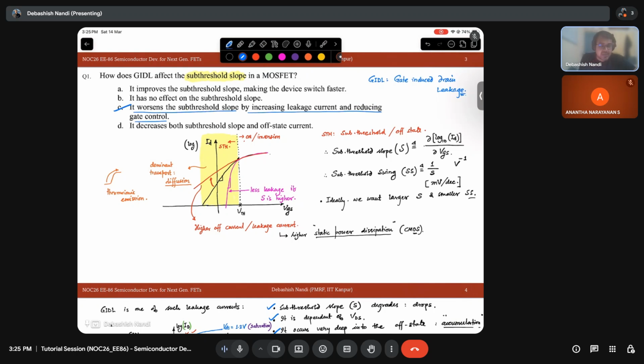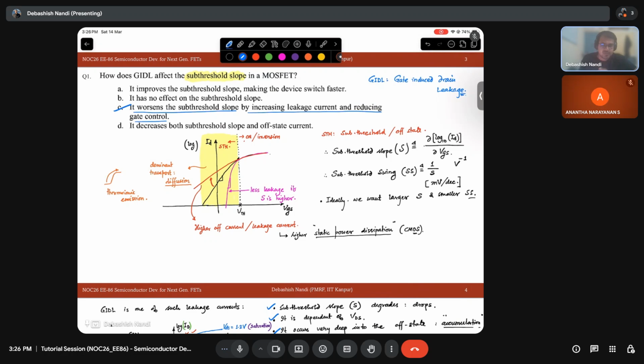What do we mean by reducing gate control? That means the current is dependent on VDS, which it is not supposed to be. The gate control of the transistor primarily states that current between two different terminals should be controlled by a third terminal. But as soon as your VDS starts to control your current, that means you are losing your gate control. Fine.